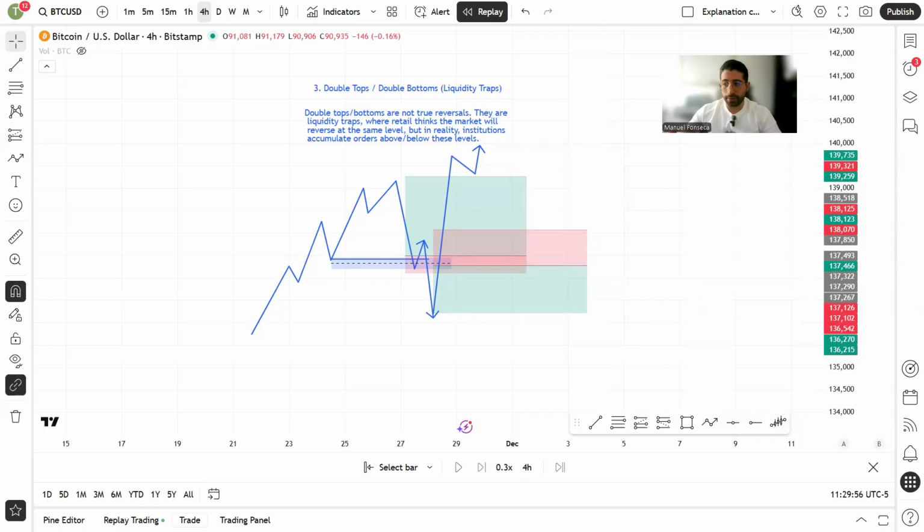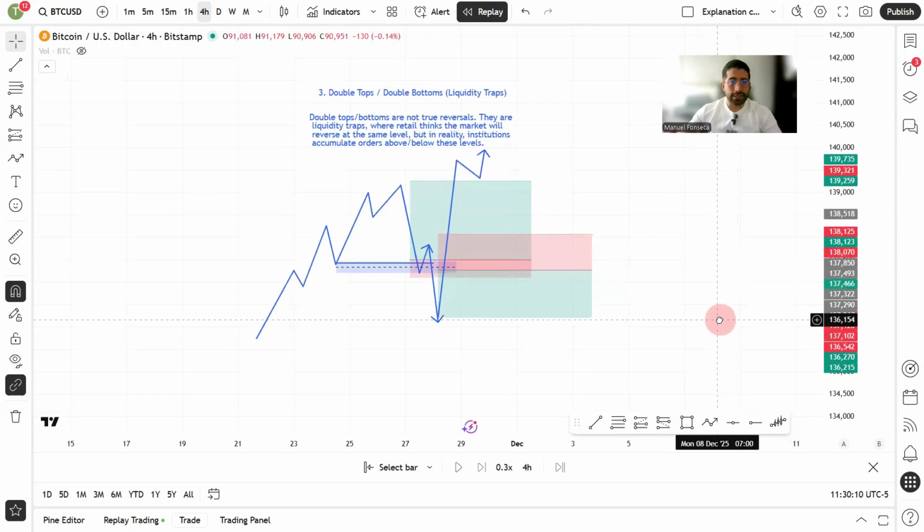liquidity works, right? So just to conclude, double bottoms or double tops work not because price respects them, but because institutions use them to gather liquidity before the real moves, okay? And this is a small disclaimer I want to say. I'm not saying that not all the patterns work.